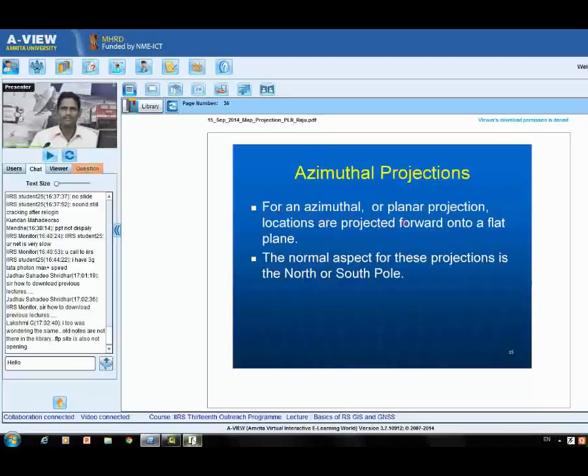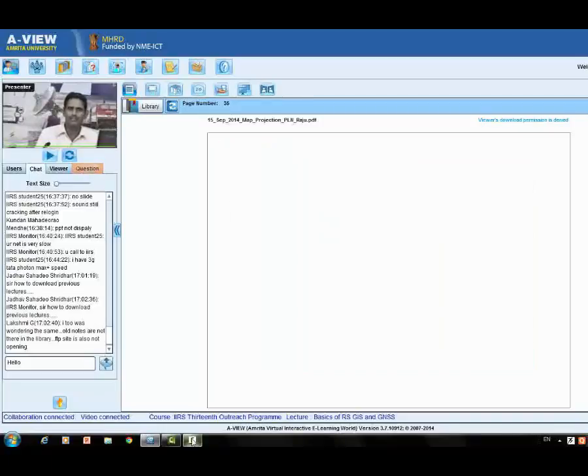Then comes the azimuthal projection. It is a plane projection, as I mentioned already and showed in the diagrams. The normal aspect of this projection is the north or south pole. I will come back to this again. When you talk about projections for the whole globe in WGS-84 and UTM, we are talking about 80 degrees north and 84 degrees south, and the remaining areas above and below are not covered by UTM projections. There you basically use azimuthal projections.